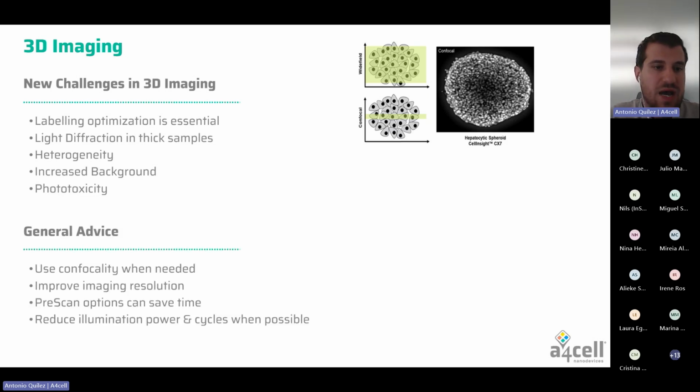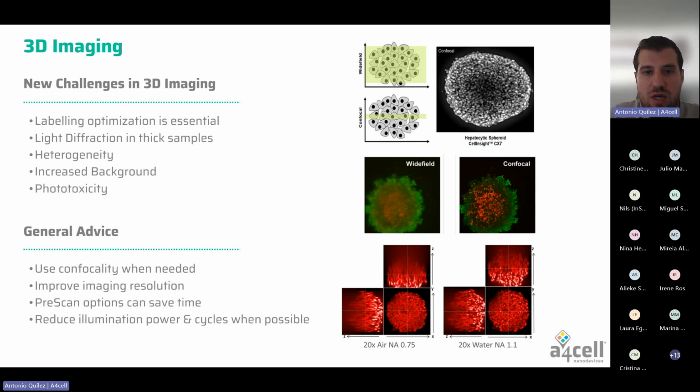So my general advice is to use confocality, because it's going to improve resolution. Also, if you can, pre-scan when imaging large amounts of samples, so to have some kind of imaging at low resolution to locate the region of interest where our spheroid is, and then move to a higher magnification objective. This way we reduce the illumination power and the cycles when possible.